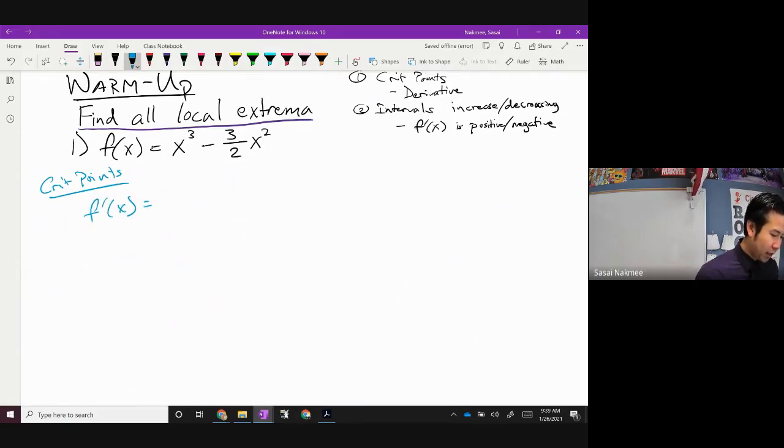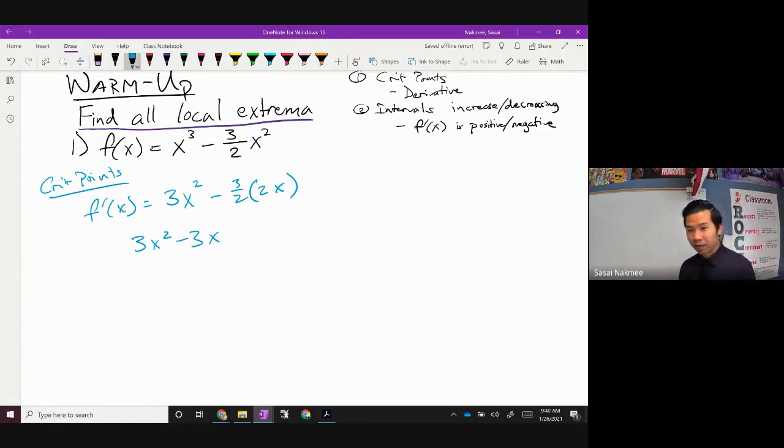We got here 3x, we're going to get x cubed is going to be 3x squared minus 3 over 2 times 2x, right? And the 2 and the 1/2 right there, they're going to cancel each other out. Let me simplify that a little bit further. So I have here 3x squared minus 3x is our derivative, right?